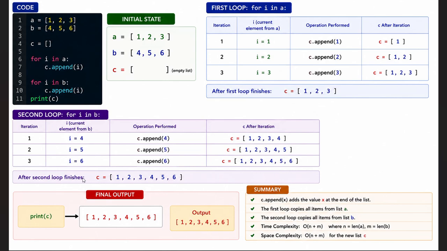After the second loop finishes, this is the list, c equal to 1, 2, 3, 4, 5, 6. Now this is the final output. I hope you understand. Thank you.